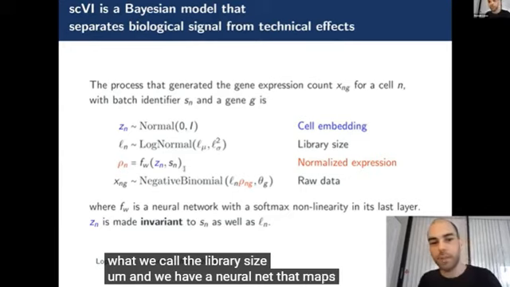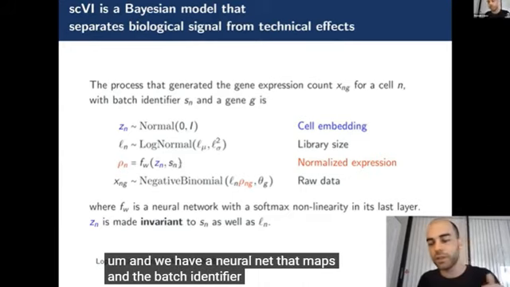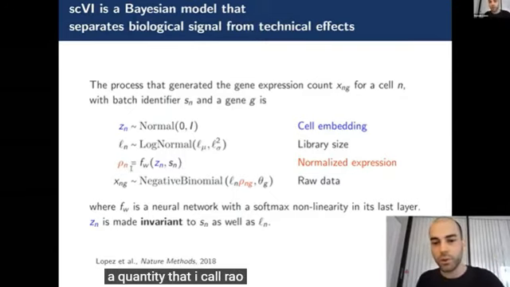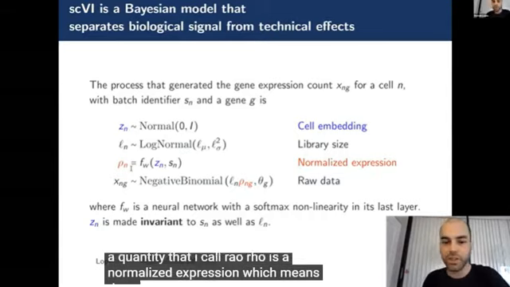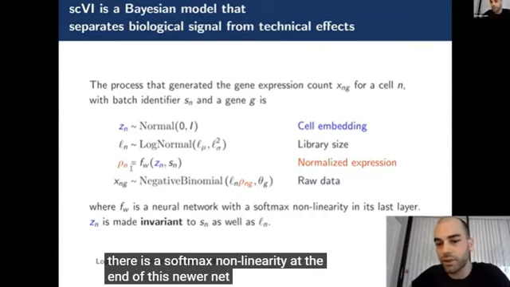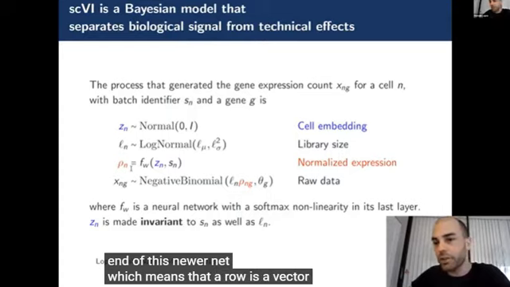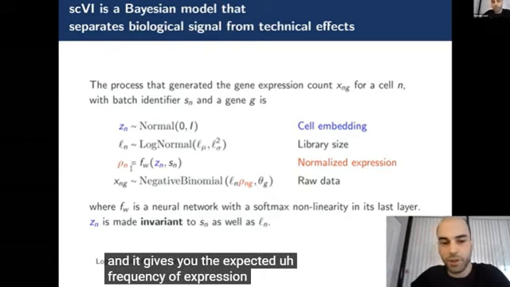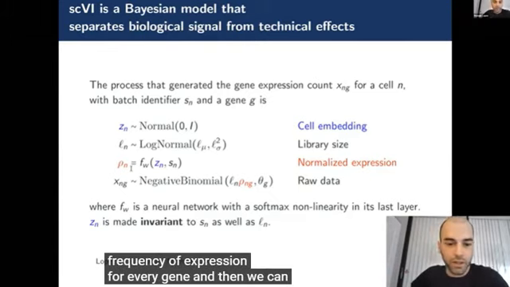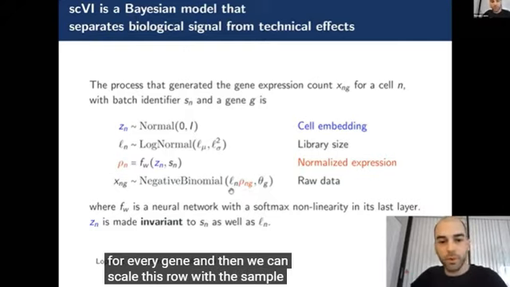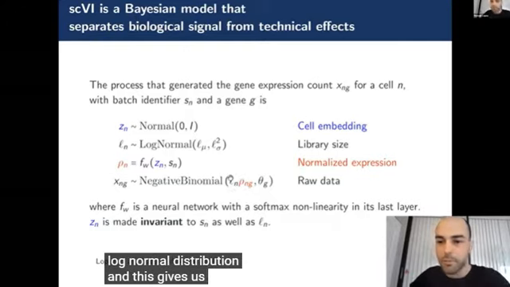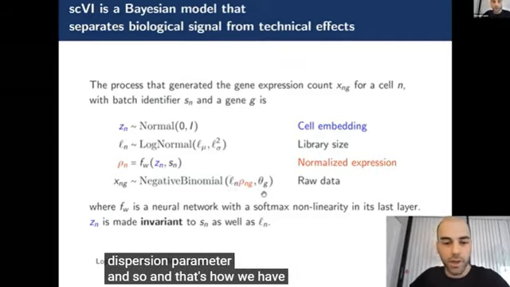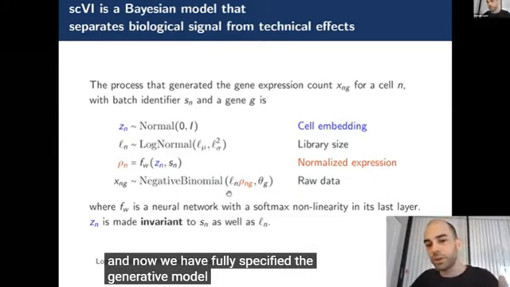And we have a neural net that maps Z and the batch identifier to a quantity that I call rho. Rho is a normalized expression, which means there is a softmax nonlinearity at the end of this neural net, so rho is a vector for every cell that sums to 1, and it gives you the expected frequency of expression for every gene. Then we can scale this rho with the sample from the log normal distribution, and this gives us the mean of the negative binomial, and we have a dispersion parameter. And that's how we have now fully specified the generative model.